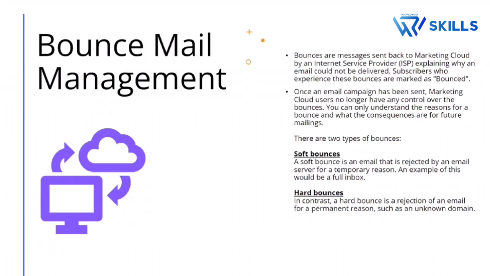So we all know the basics about bounce. A bounce occurs when there is an issue and the subscriber is not able to receive email. What are the types of bounces? Two types of bounces: soft bounce and hard bounce. Soft bounce means a temporary reason, which we discussed already, inbox full. Hard bounce means a permanent reason, the email cannot be delivered.